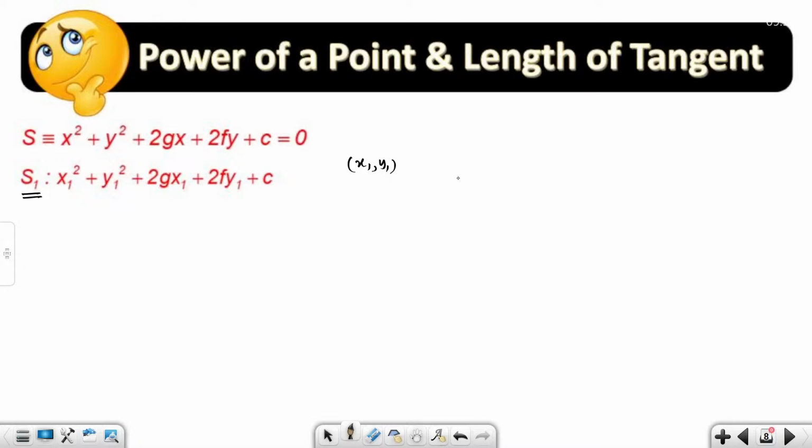And what is the length of the tangent drawn from this external point to this circle? The length of the tangent is the square root of the power of the point. Again, I have proved this, how it comes, in the previous lecture. So the length of the tangent is nothing but root over the power of the point. Is it clear? So this is the length of the tangent.